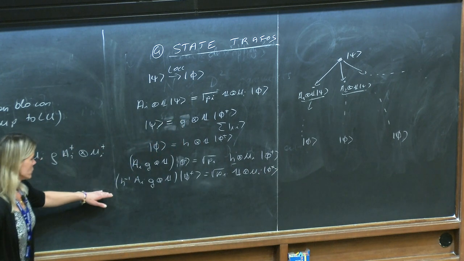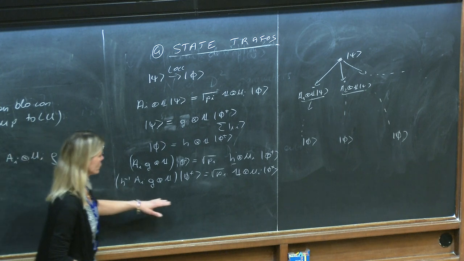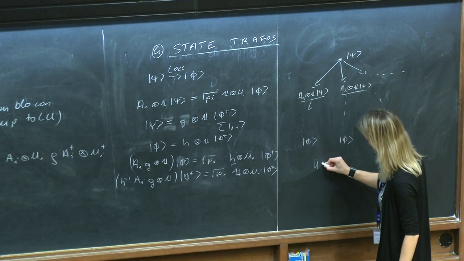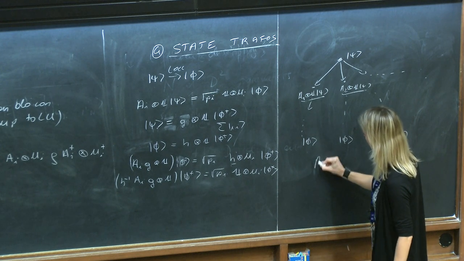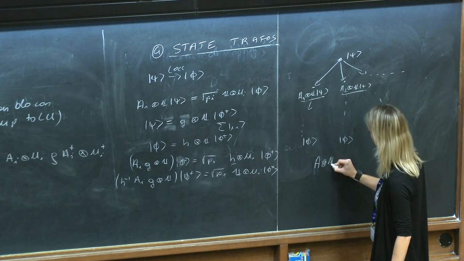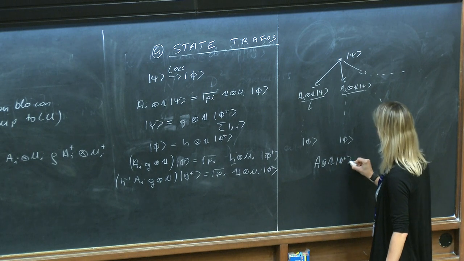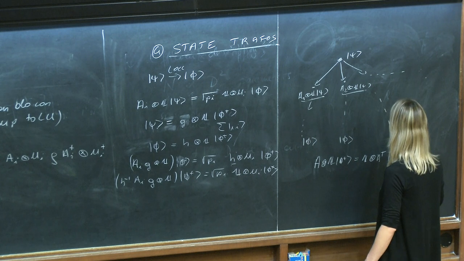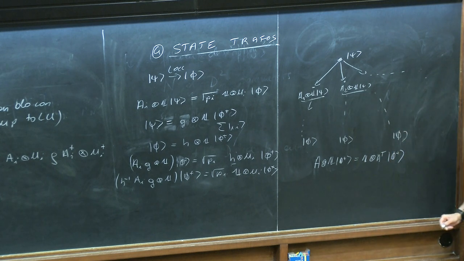Okay, it's just rewriting the equation. And now I'm using that the phi plus state has a symmetry, because you might know that this is true. So if I apply A tensor identity to the phi plus state, then this is the same as identity tensor A transpose applied to the phi plus. Okay, so you're familiar with that? If not, then just write it down. It's a simple exercise to prove that this is true, and it's something very important.